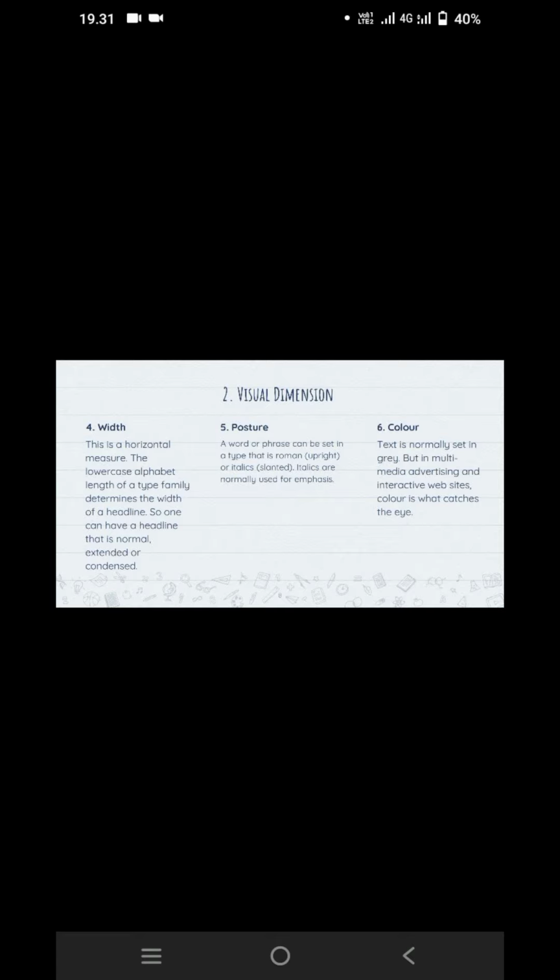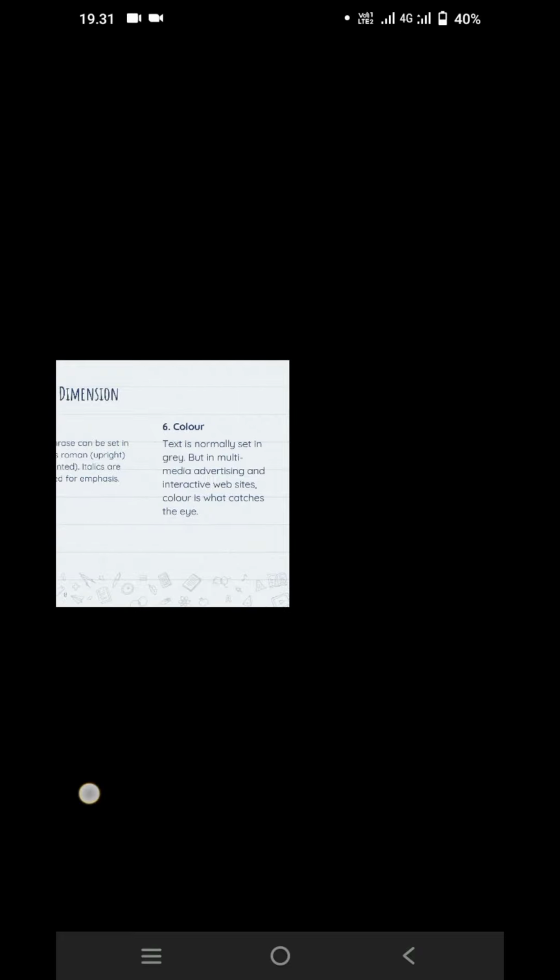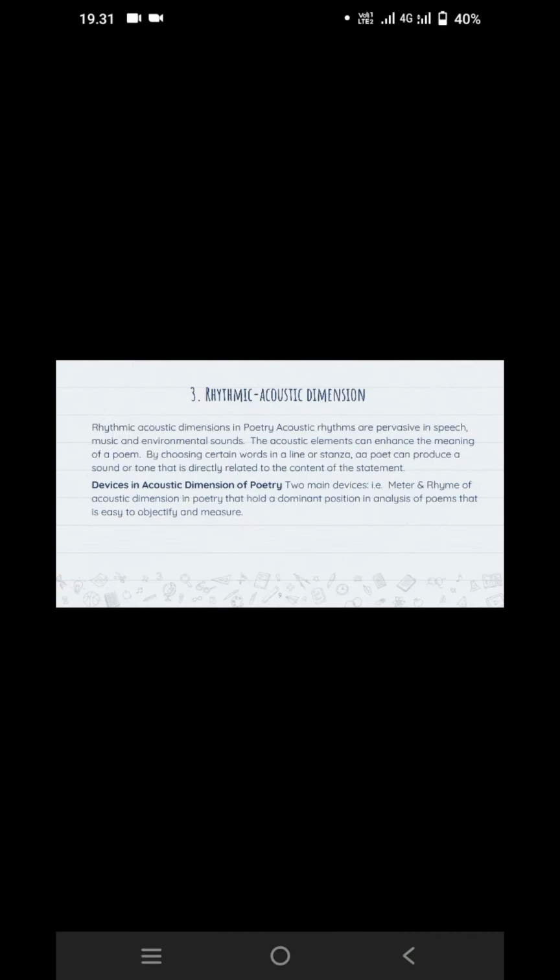And the last is color. Text is normally set in gray, but in multimedia, advertising, and interactive websites, color is what catches the eye. And the third material is rhythmic acoustic dimension.